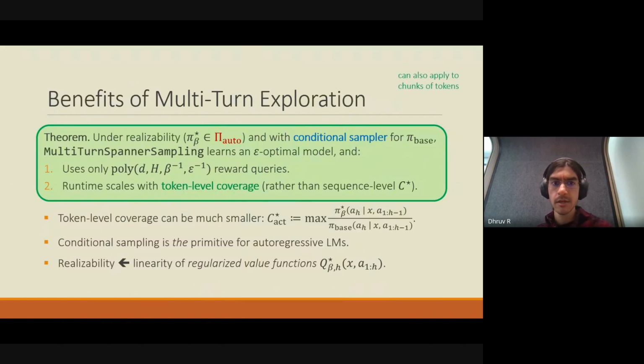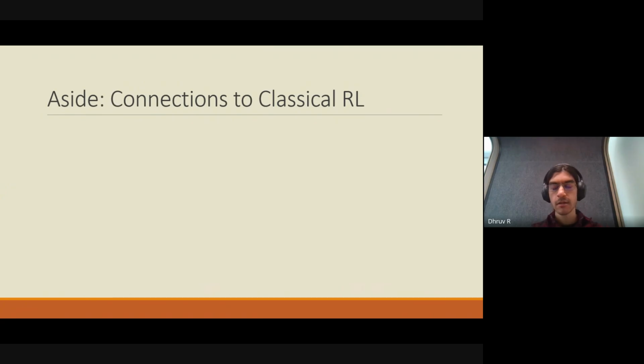So yeah, here are the results that this algorithm gives. We have the optimal reward complexity, and we have the runtime scaling with token-level coverage instead of sequence-level coverage. Now, I want to briefly mention the connection to classical RL.